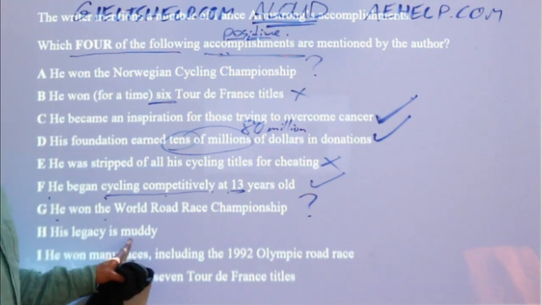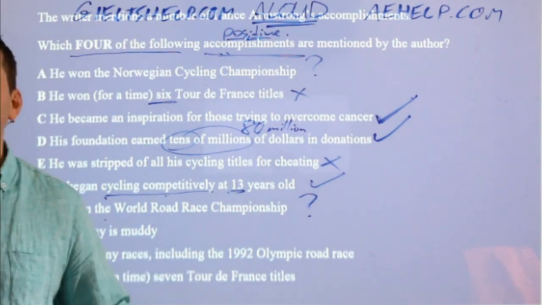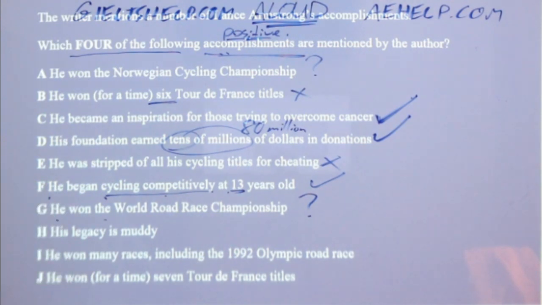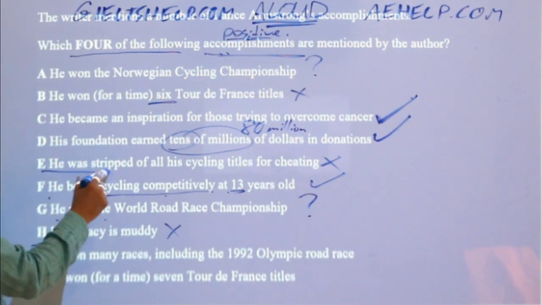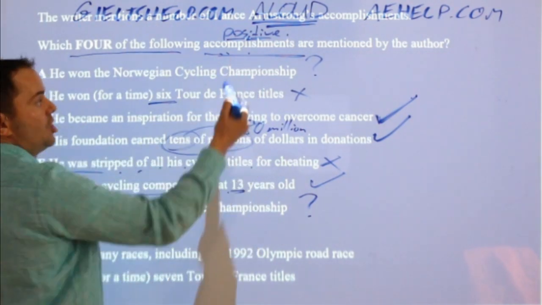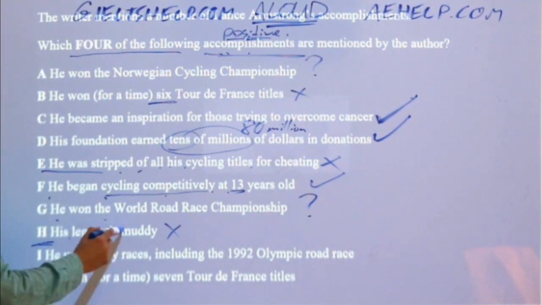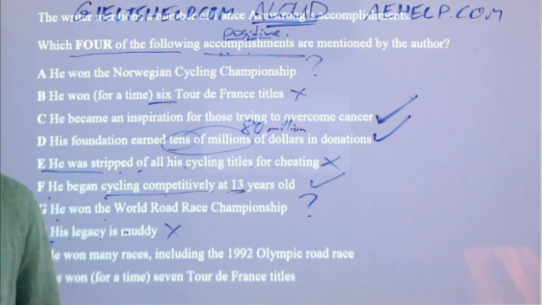His legacy is muddy. Is that an accomplishment? No. Okay, so H here is no, because it's just like this one. He was stripped of his cycling titles. It's not an accomplishment. Okay, his legacy is muddy is not an accomplishment. All right.